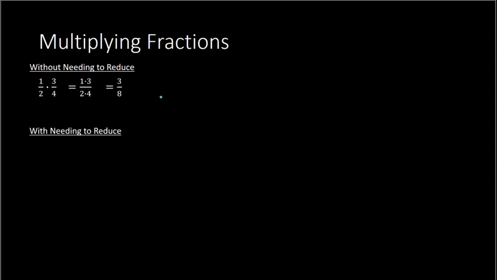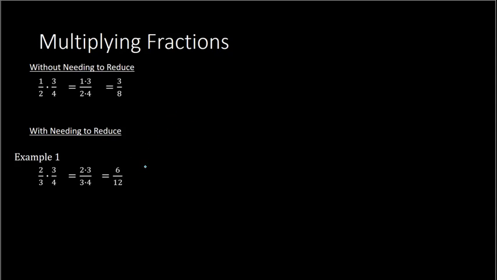Now in the following examples, we will need to reduce. So now we have 2/3 times 3/4. Again, when you multiply fractions, you can multiply the tops together. So we have 2 times 3 on the top, and then on the bottom, we would have 3 times 4. So what we have is 6 over 12.